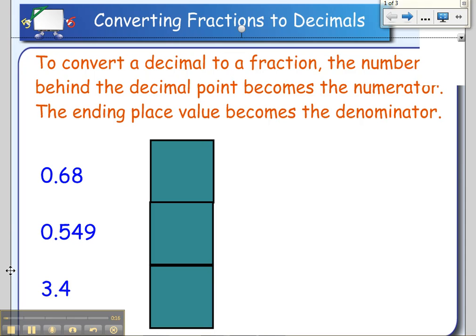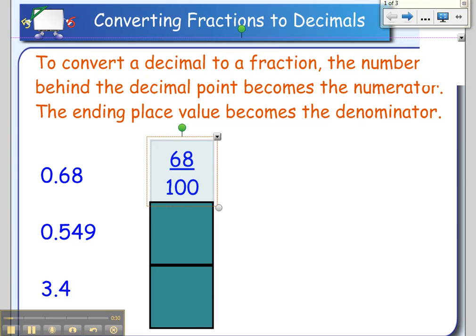Let's start with 0.68. I read that as 68 hundredths. That's going to give away what my fraction needs to look like. So I'm going to take my 68, that's going to go into my numerator. It ends in the hundredths place, so 100 becomes my denominator. So I have 68 over 100, which is also read as 68 hundredths.